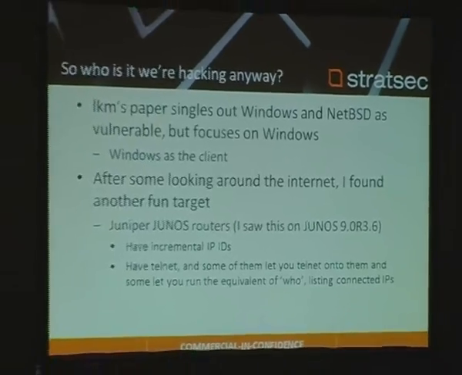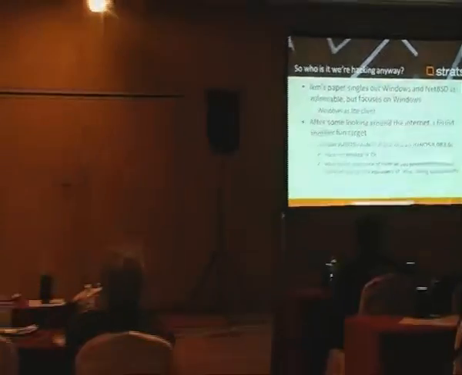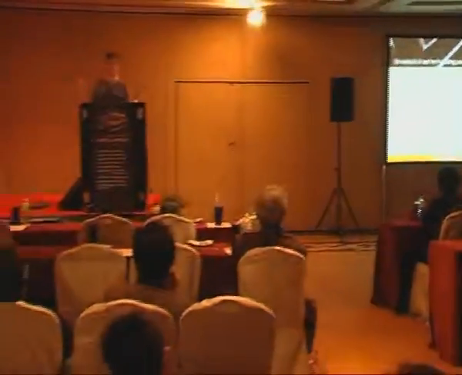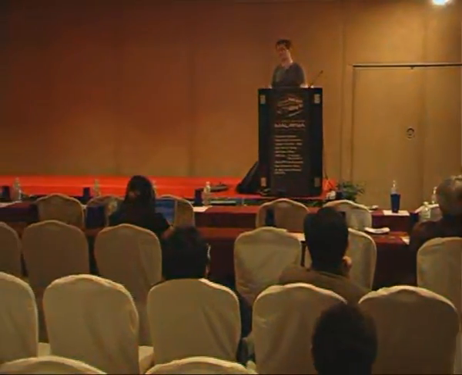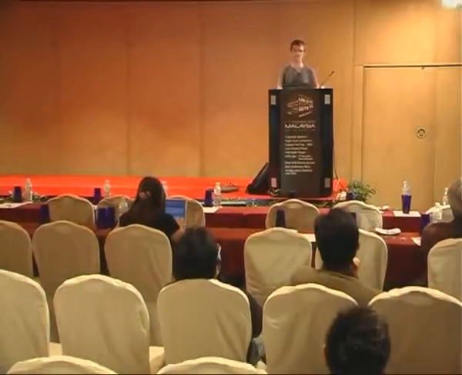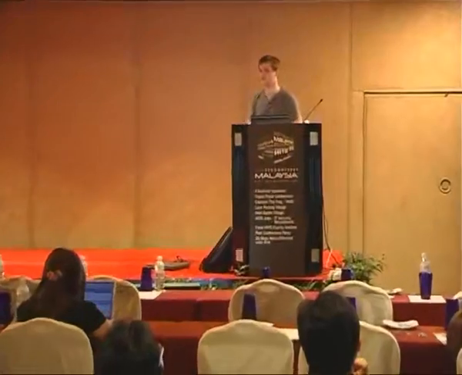I did poke around on the internet a little, and found this Juniper JunoOS 9.0R3.6 router that had incremental IP IDs. These things still seem to be administered with Telnet. Some of them you can Telnet into and say, hey, who's actually on this machine? And then you have the IP of who you want to attack right there. They don't have another requirement, which I'll talk about later, but maybe it'll be possible to attack them anyway.